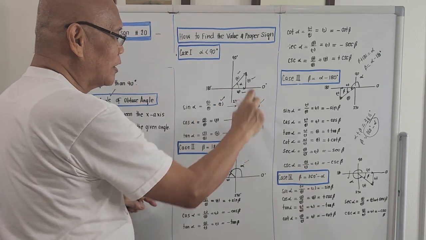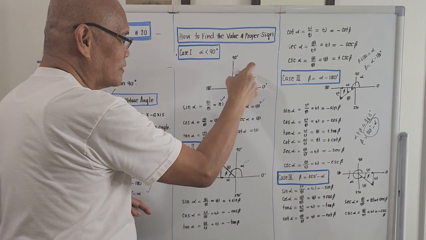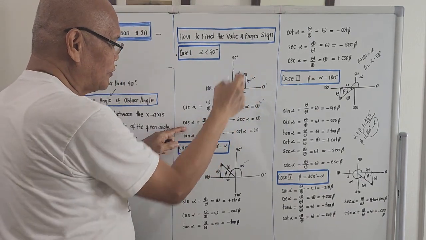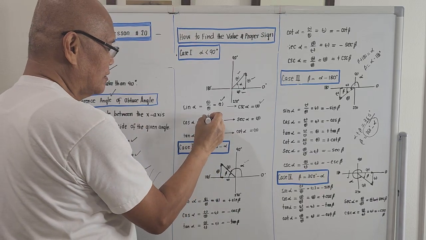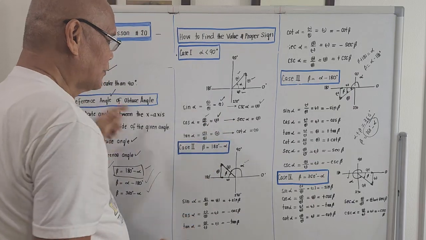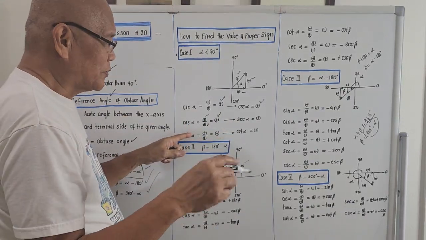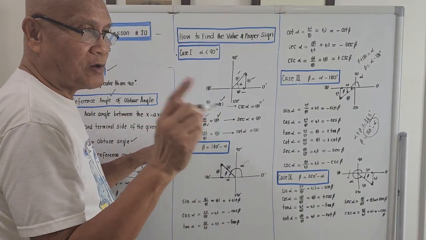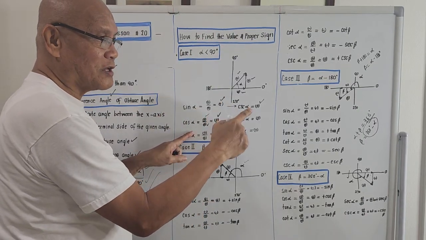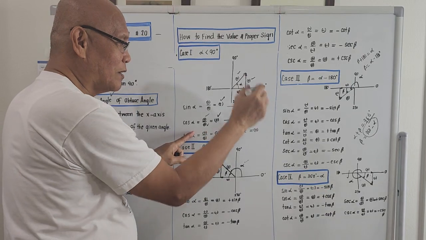How about cosine? Cosine of alpha will be a plus. For cosine, it will be adjacent over hypotenuse, so it will be a plus all over a plus, and the ratio will be plus. And to take the proper sign of secant, secant is the reciprocal of cosine, so it should be 1 over a plus. So the proper sign for secant on quadrant number 1 will be plus.